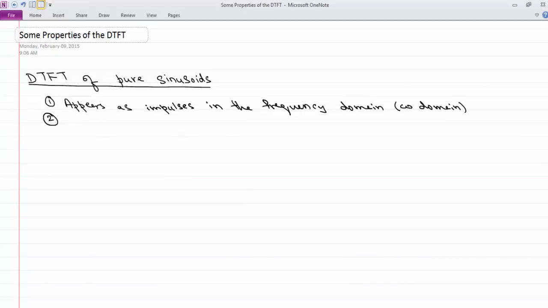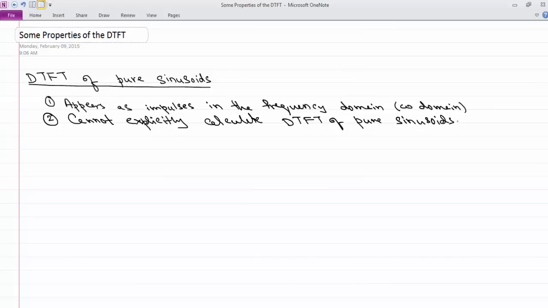And the other thing is that when I was giving you the definition of the DTFT, I said that generally the DTFT is always defined for signals which are finite energy. Now a cosine, for example, is not a finite energy signal. You can't add up all the values of cosine, square it, and still get something less than infinity. So we cannot explicitly calculate the DTFT of pure sinusoids. But what we do is we make a guess and we verify that it is indeed the Fourier transform pair, because once we take the inverse Fourier transform of that, we get back the original signal.